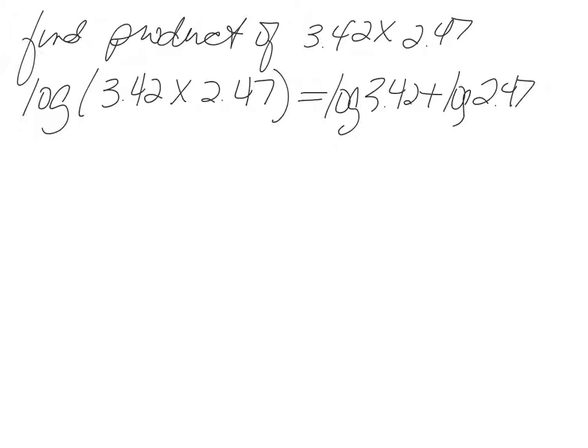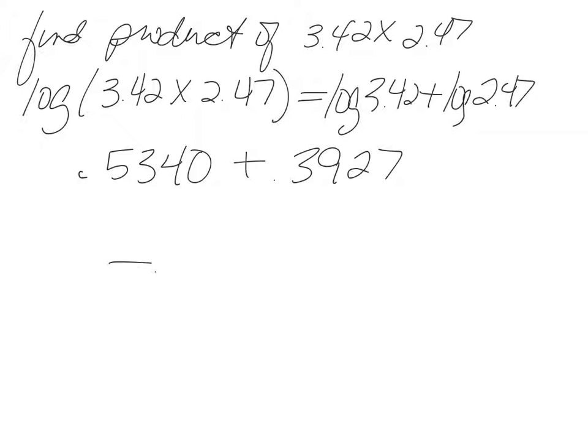If I look at 3.42, I'm going down to 3.4 and moving over 3 columns to 2. That's 0.5340. And then 2.47, so I'm going to 2.4, over to 7, 0.3927. Is that what I said? 2.47. Yep, 0.3927. If I add those together, it's much easier to add than it is to multiply.